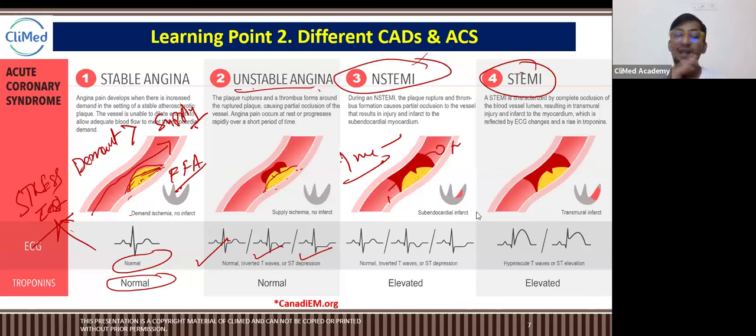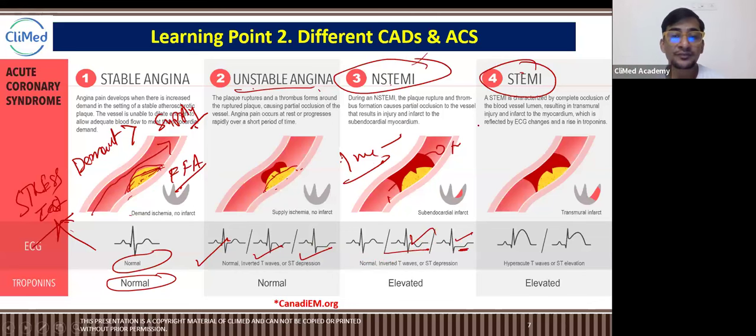So what happens here is, again, the ECG will not be normal. The ECG will show the same thing, T wave inversion or ST depression. That is called non-ST elevation MI.